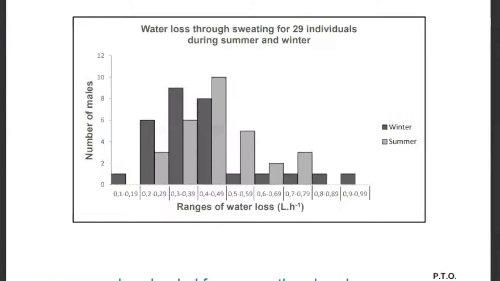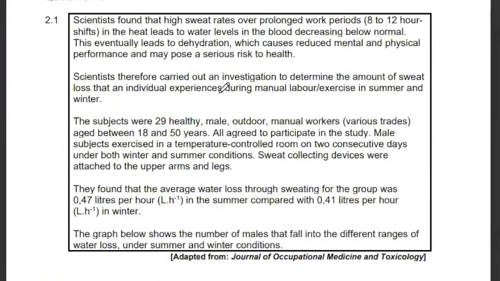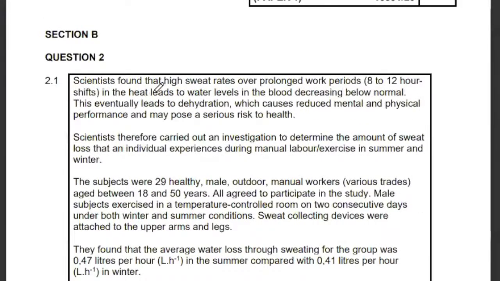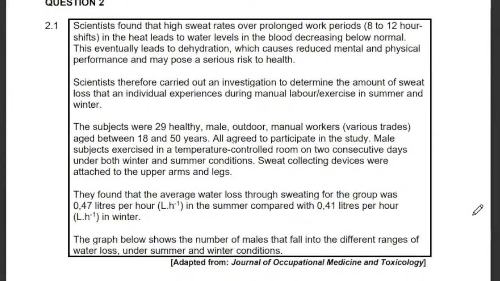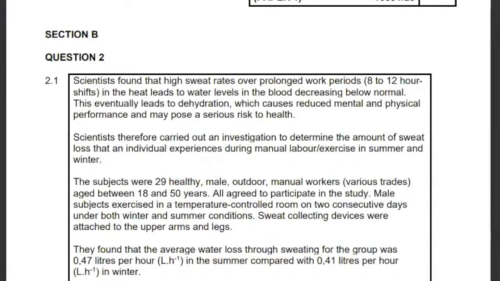Here is a passage you're supposed to read. Scientists found that there is a high sweat rate. You will have to pause the video and read it, so that I'm not going to read it too much because I need to save time and make the video a little bit shorter.